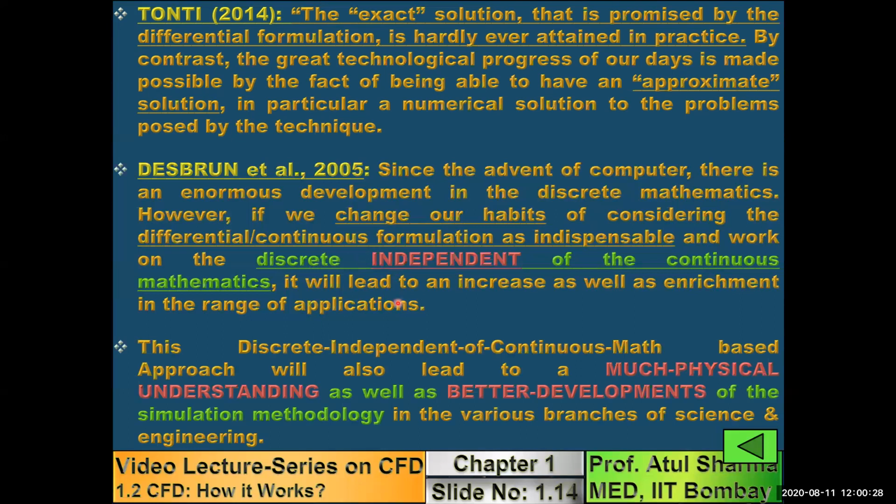Finally, the discrete approach, independent of continuous math, will also lead to a better physical understanding as well as better development of simulation methodology in various branches of science and engineering. So with all this discussion, what is basically highlighted is that the algebraic formulation presented in this lecture series will follow discrete math independent of continuous math, so that you get a much better appreciation of the algebraic formulation.